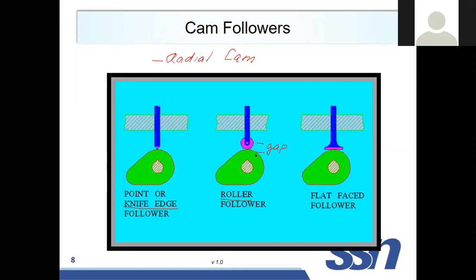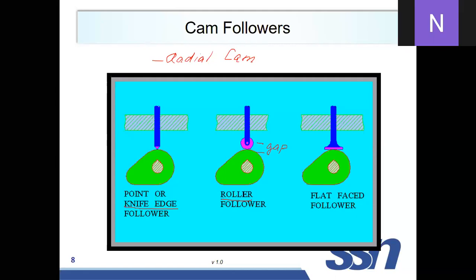Sir, can we say that the roller follower actually has 3 links and the knife edge follower has only 2 links? Yeah, it has got 3 links. You are right. We have got a lower pair over here, but in this chapter, we are concerned about only 2 things. We don't want the third thing. What are the 2 things? One is the cam, another one is the follower.